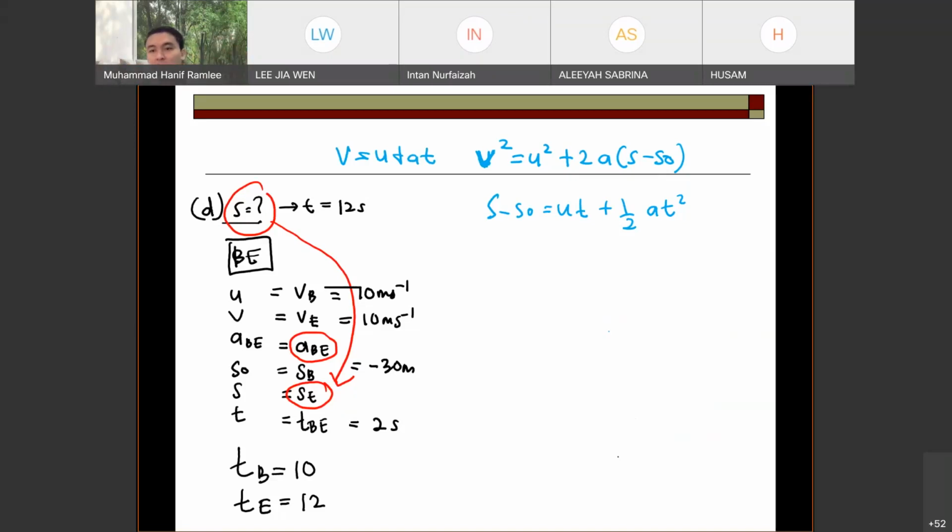Yes, correct. Wan Nur Yasmin, this is your first time. Okay, thank you Wan Nur Yasmin. So ABE is 0. SE is minus 10. So this is your final answer for SE.